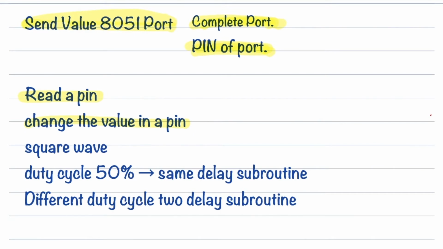We have also seen how to generate a square wave, which has a duty cycle of 50%. If the duty cycle is 50%, we can use the same delay subroutine, which creates an equivalent delay. When it comes to a different duty cycle, like in rectangular pulses, we have different on time and off time. In such cases, we have to use two different delay subroutines. This is what we have seen in the last class.